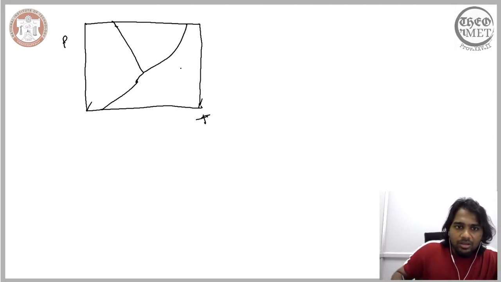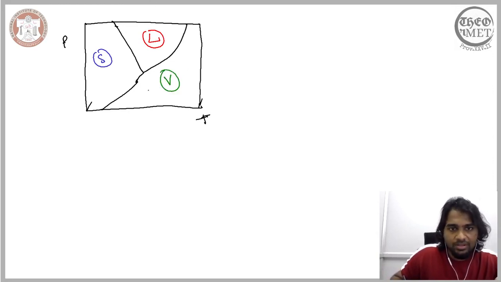Now in these regions we are able to state that a given phase is stable. So here it is the solid phase that is stable, here it is the liquid phase that is stable, and here it is the vapor phase that is stable. So what about these separating lines here? These separating lines are the regions wherein both the phases are at equilibrium.